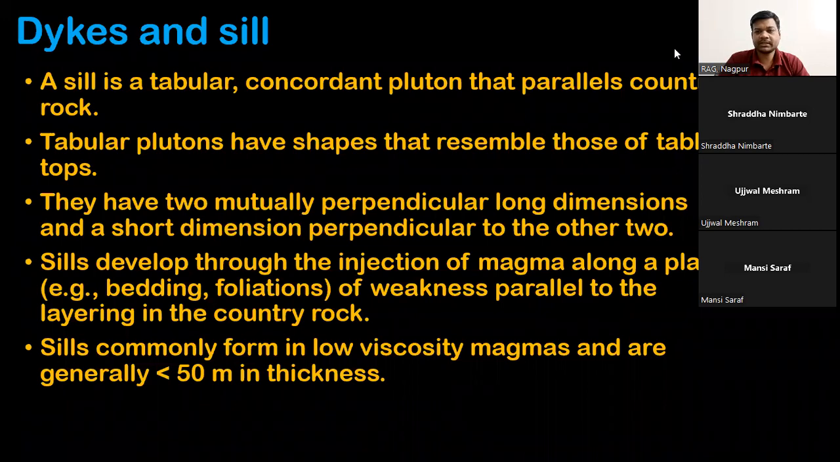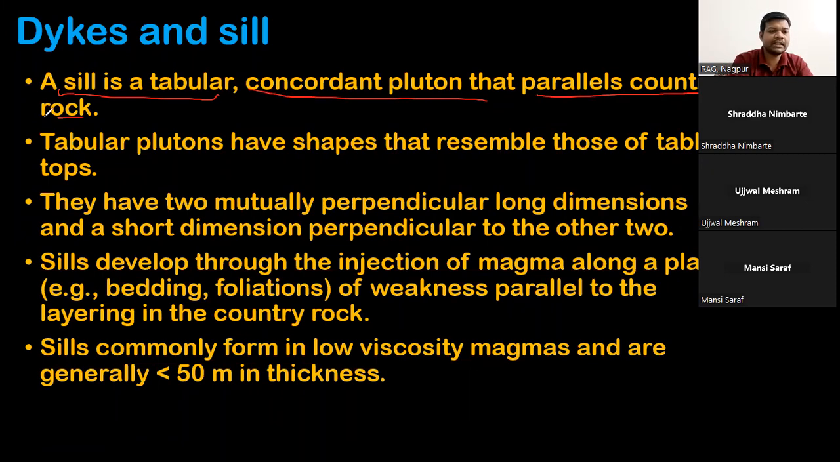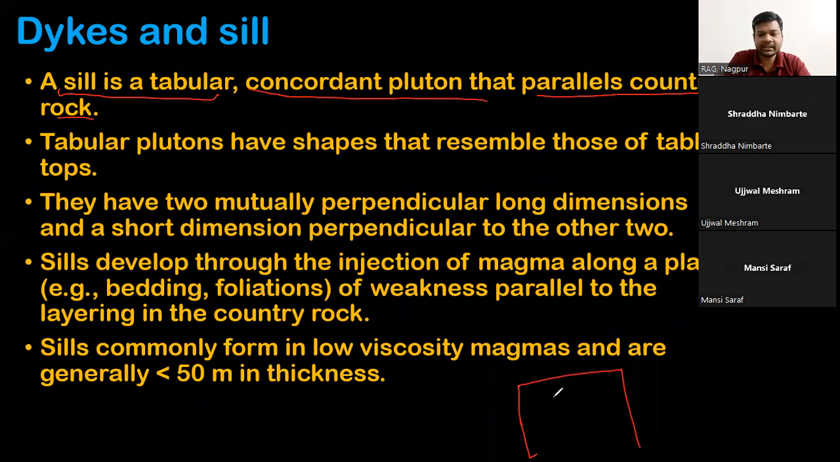Okay, but anyways, these are dike and sill. These are the dike and sill structures. So a sill is a tabular structure which is a concordant pluton that parallels the country rock. So this is an intrusive structure.